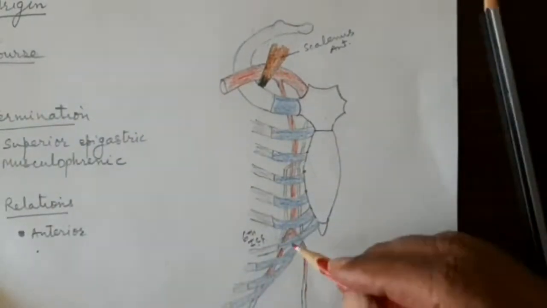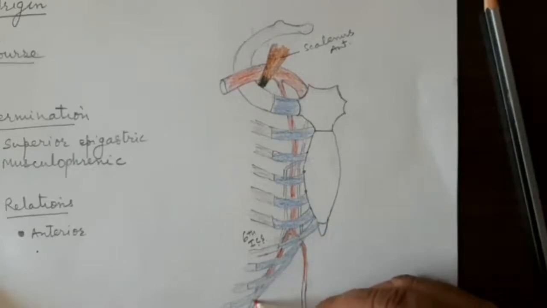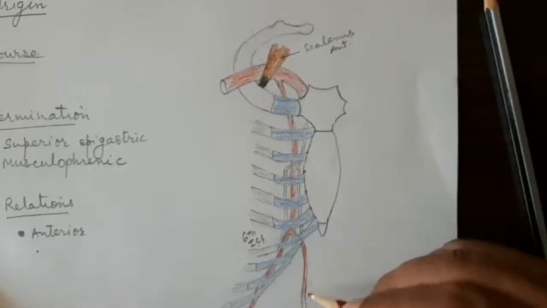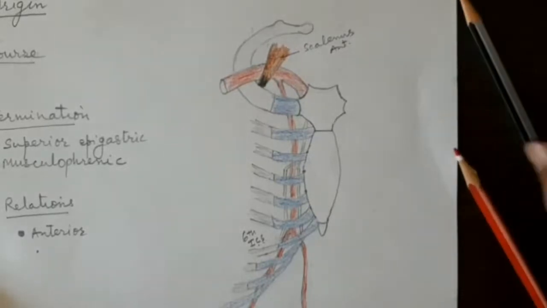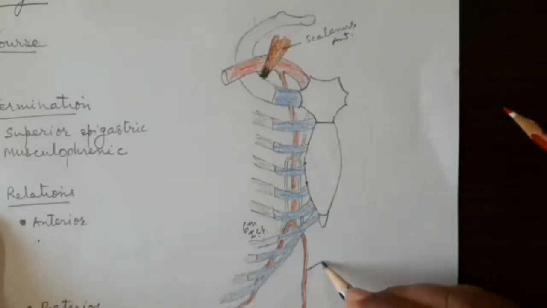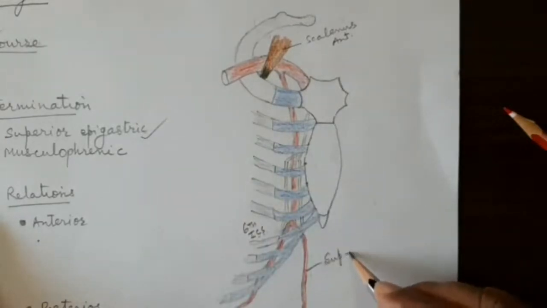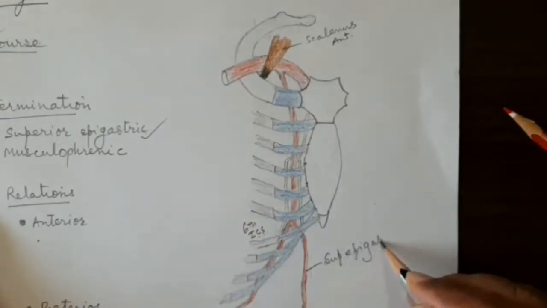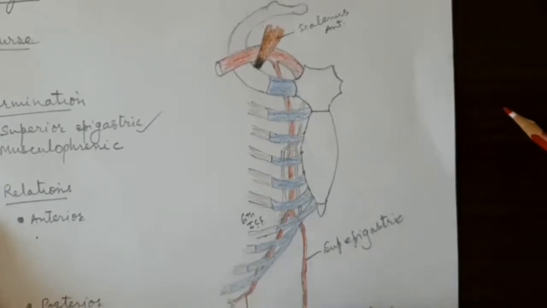At the termination, in the sixth intercostal space, it divides into two arteries. These are the two terminal arteries of the internal thoracic or internal mammary artery, and they have two different names. The first is the superior epigastric, so this one is the superior epigastric, and the other one here is called the musculophrenic.